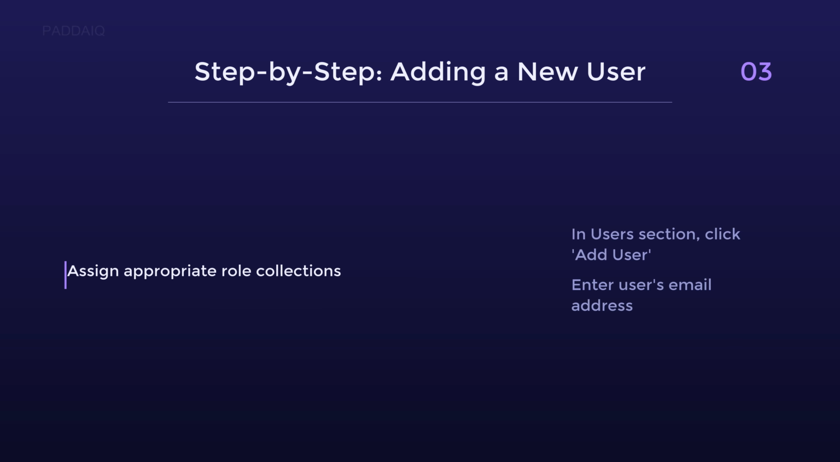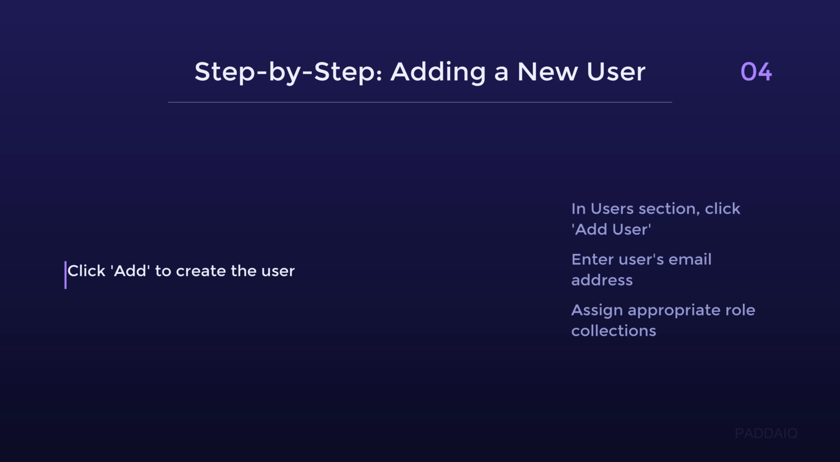Assign appropriate role collections. This means giving users only the permissions they need to do their job, like keys to specific rooms. For example, a salesperson gets access to customer data but not payroll systems. This keeps your system secure and users productive with the right tools.